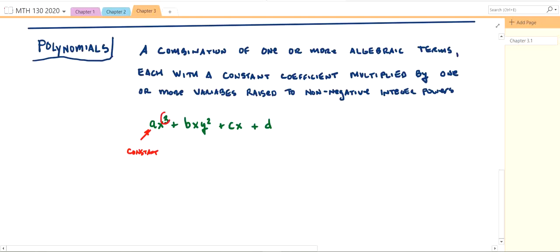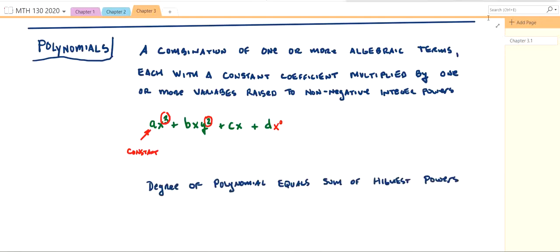Notice each of these variables is raised to a power, and that power is an integer, not negative, it can't be negative. This actually, we could consider as a power raised to 0, x raised to 0 or y raised to 0, which is equal to 1 if we wanted to. But so each of these is then raised to a power like this. So this is what a polynomial is.